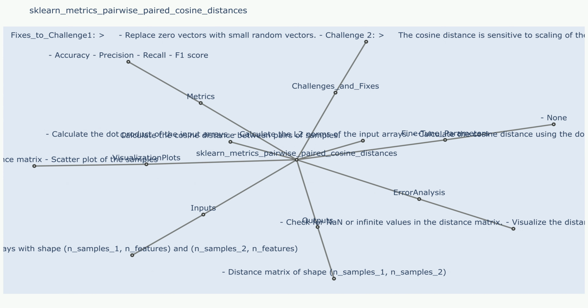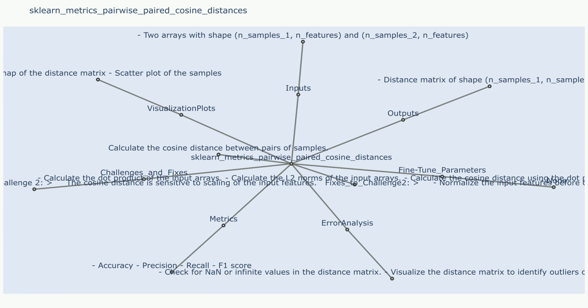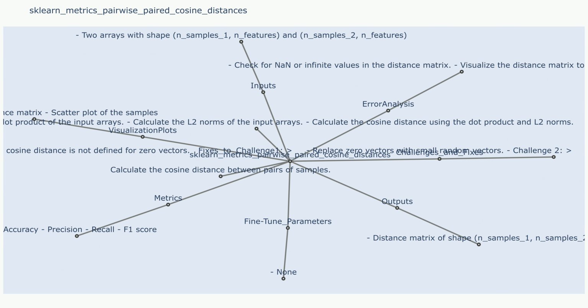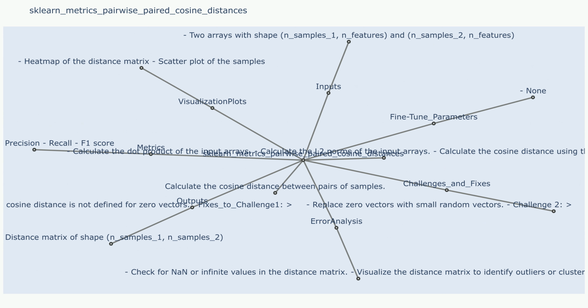Inputs: X, a 2D array of shape (n_samples_1, n_features) representing the first set of vectors. Each row corresponds to a vector. Y, a 2D array of shape (n_samples_2, n_features) representing the second set of vectors. Each row corresponds to a vector. n_samples_1 must be equal to n_samples_2.